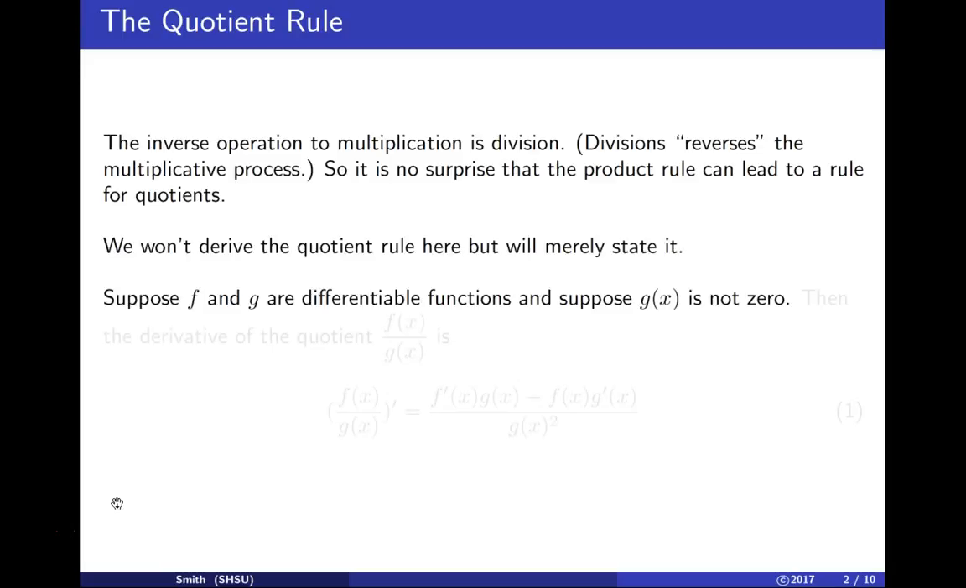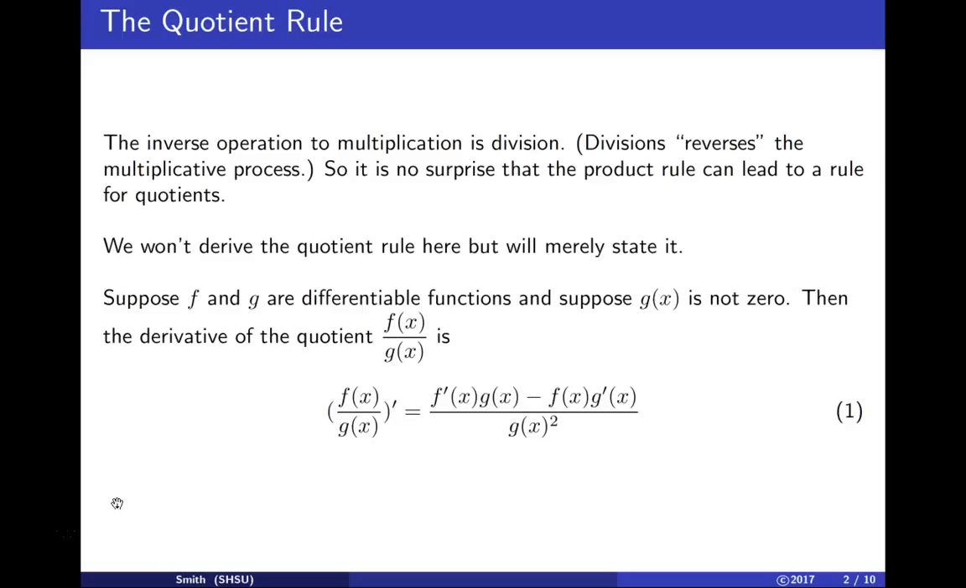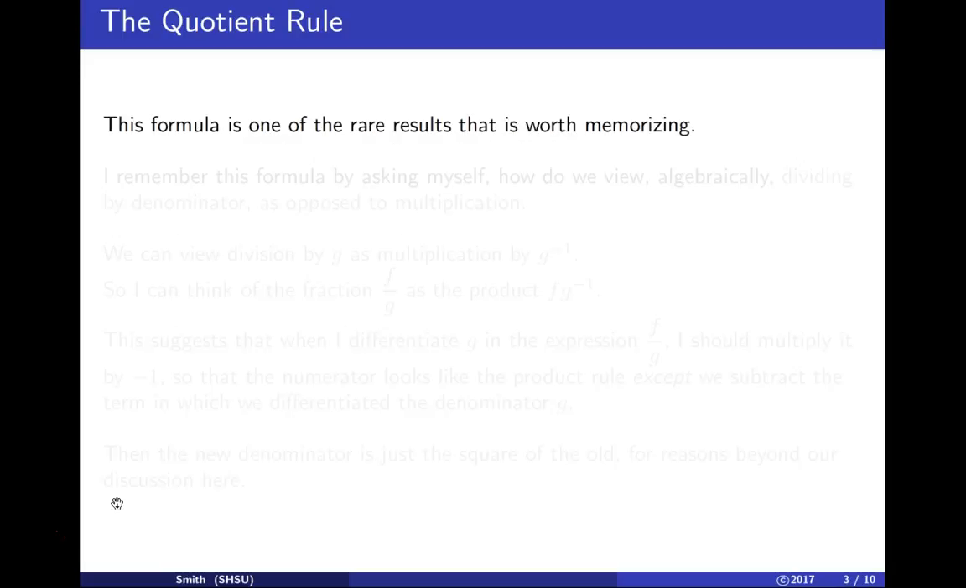Suppose I have two differentiable functions, f and g, and suppose g is not 0 at x. Then I want to look at the quotient f of x divided by g of x, and its derivative. The derivative of f of x over g of x is this fraction on the right. The numerator of this fraction is f prime times g minus f times g prime, and the denominator is just the square of g. So the derivative of f over g is f prime g minus f g prime, all divided by g squared. This formula is one of the rare results that's worth memorizing.